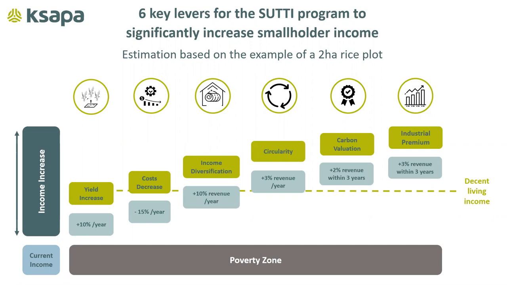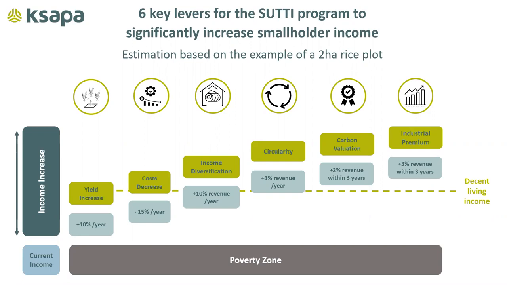So that can come from income diversification. You have lots of opportunities, of course, working with the market in order to absorb the new cash or food crop that are usually produced in this system.